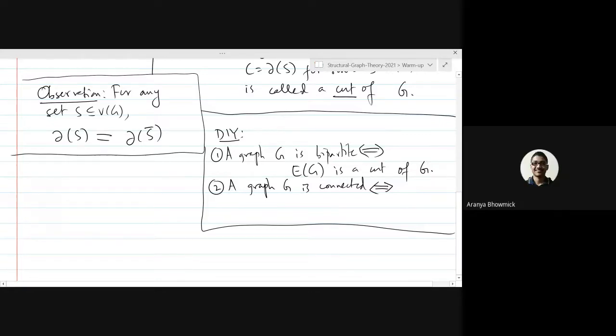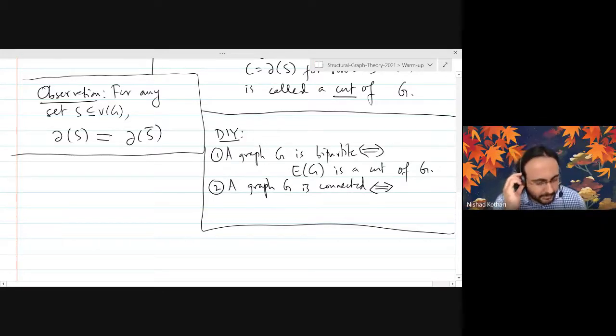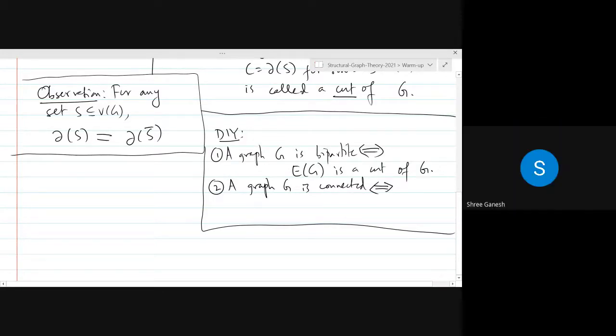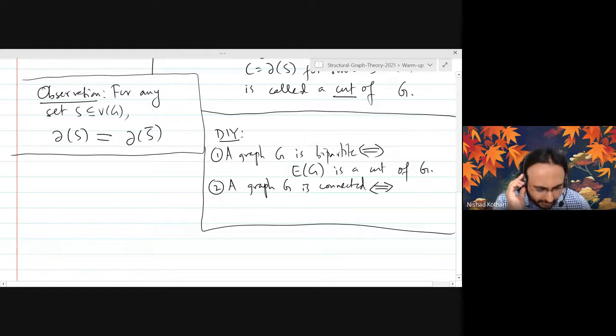Every cut of a graph will have a non-empty set of edges. Can you repeat the first part? Every cut of the graph is non-empty. That is almost correct. You just need to be careful.